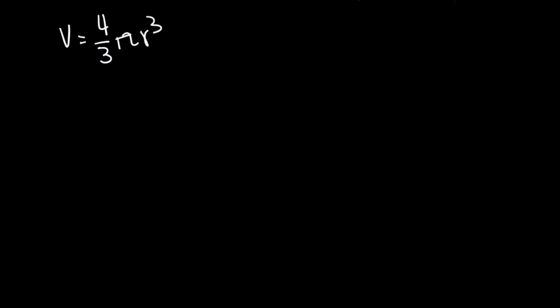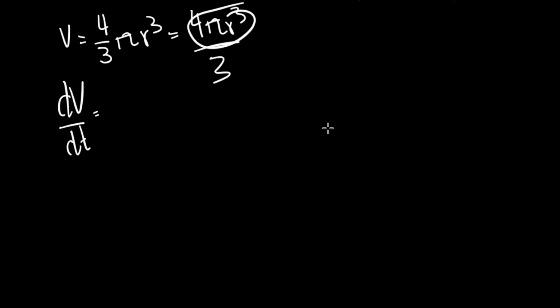And because we're trying to find an equation that relates dV over dt and dr over dt, we just have to find the derivative of the volume. So here we have dV over dt, because we take the derivative with respect to time. That's the left side. Now we move on to the right side. We can rewrite this as 4 pi r cubed over 3.